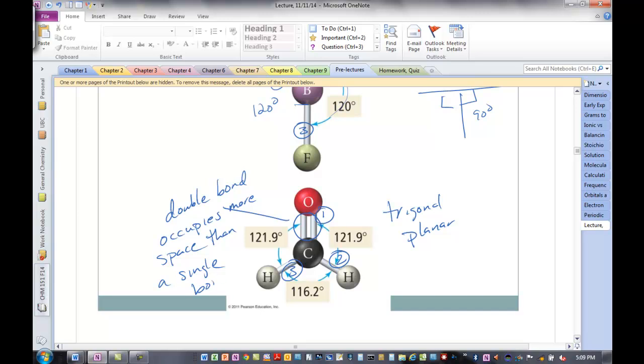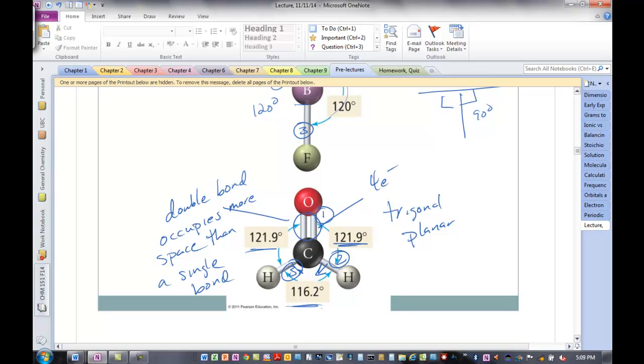Okay, no surprise there, because this is a 4-electron bond. So more electrons are going to spread out a little bit more, and it's going to push these hydrogens a little closer together. So these angles are slightly greater than 120, and of course, then this one must be compressed.